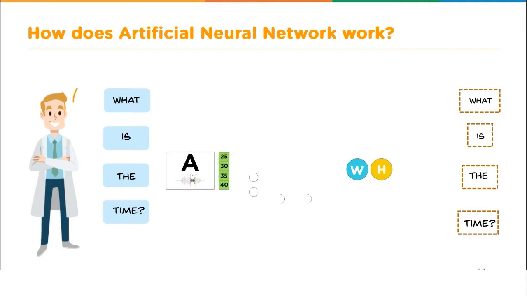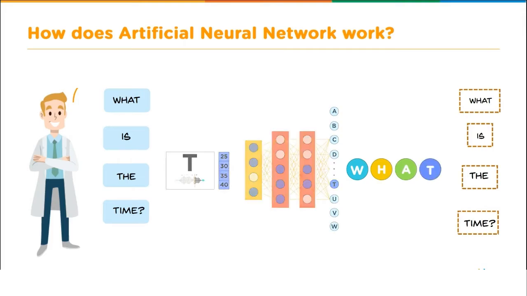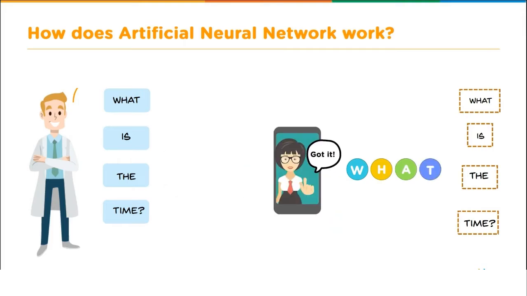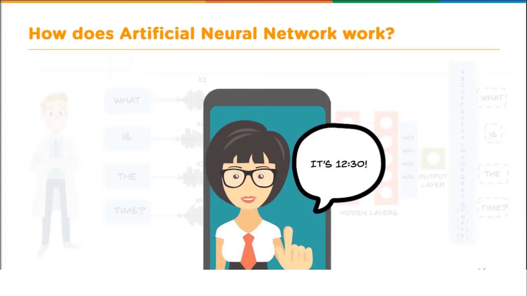The neural network recognizes the sentence you said, what is the time, so it identifies A, W, H, T, and then identifies that that's one word, what is the time, and so on. It is 12:30. That way, Siri can look up the time and read it back to you.